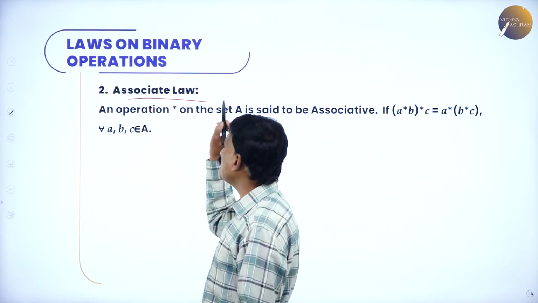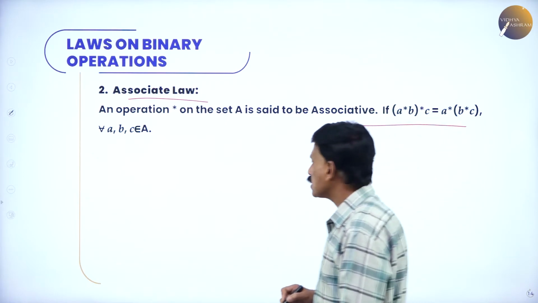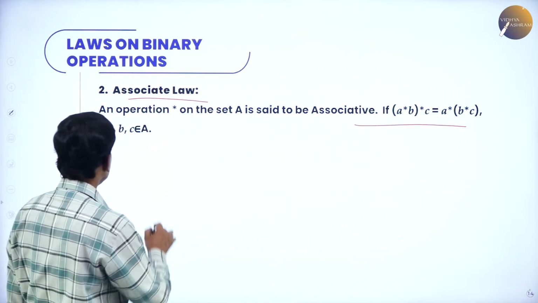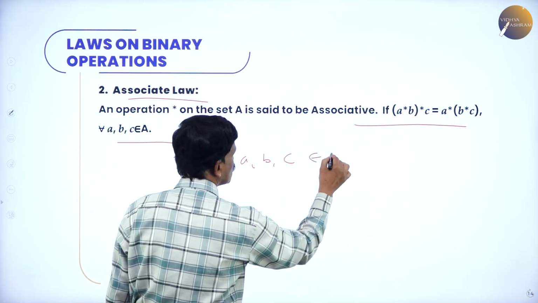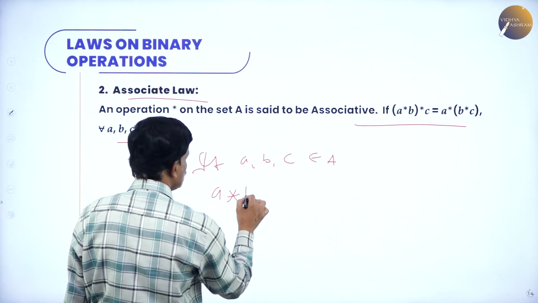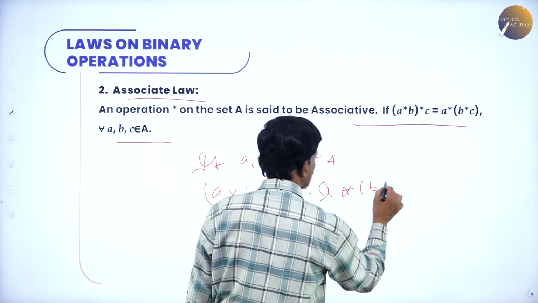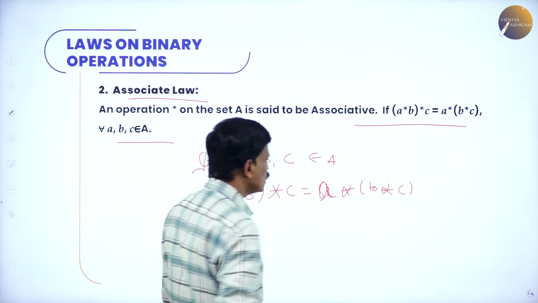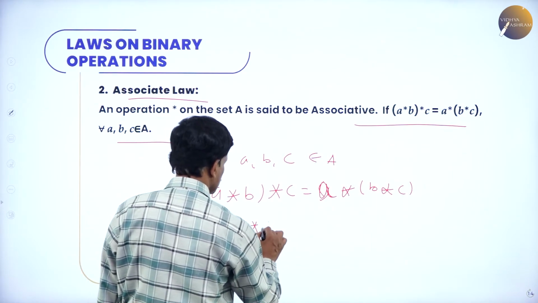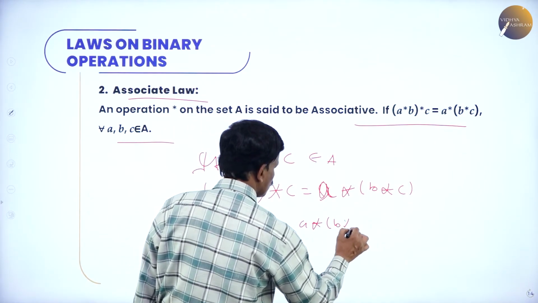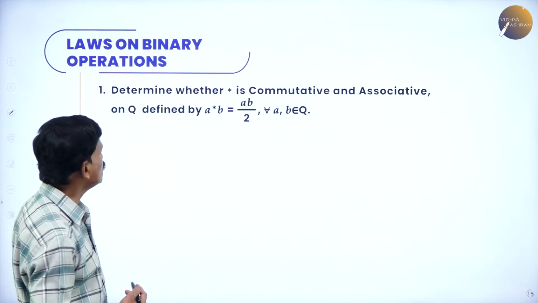Now similarly, associative. What is associative property? An operation star on a set A is said to be associative if (A star B) star C is equal to A star (B star C) for all A, B, C belongs to A. That is, if for all A, B, C belongs to the set A, (A star B) star C is equal to A star (B star C), then star is said to be associative. This is called associative.